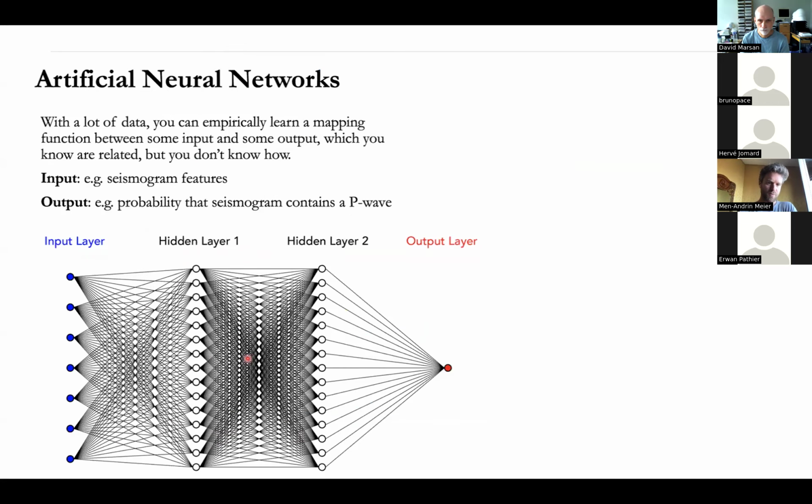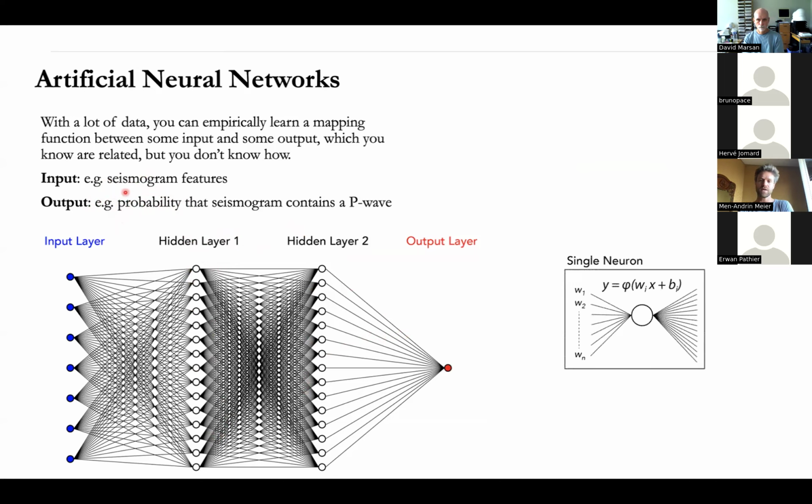A bit more formally, this looks like this. This is an artificial neural network that has an input layer, then a couple of neurons in what's called a hidden layer, a second hidden layer, and then an output layer. And so the input could, for example, be features of a seismogram. So it could be peak amplitudes of a seismogram or some frequency measures of the seismogram. And what we could want to know is, for example, the probability that the seismogram we gave to the network contains a P wave.